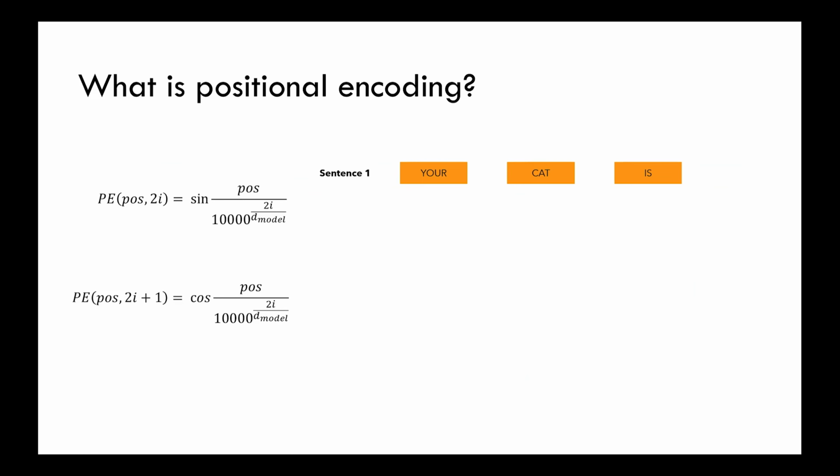You may have seen in the paper these two formulas on how to calculate the positional encoding. Let's see how to do it. Imagine we have this sentence, your cat is, so only 3 words.